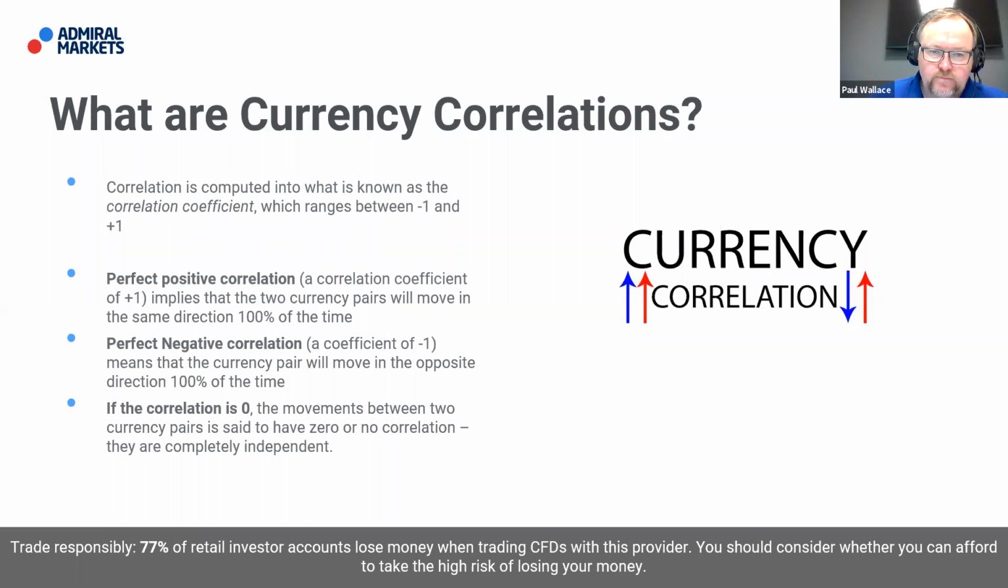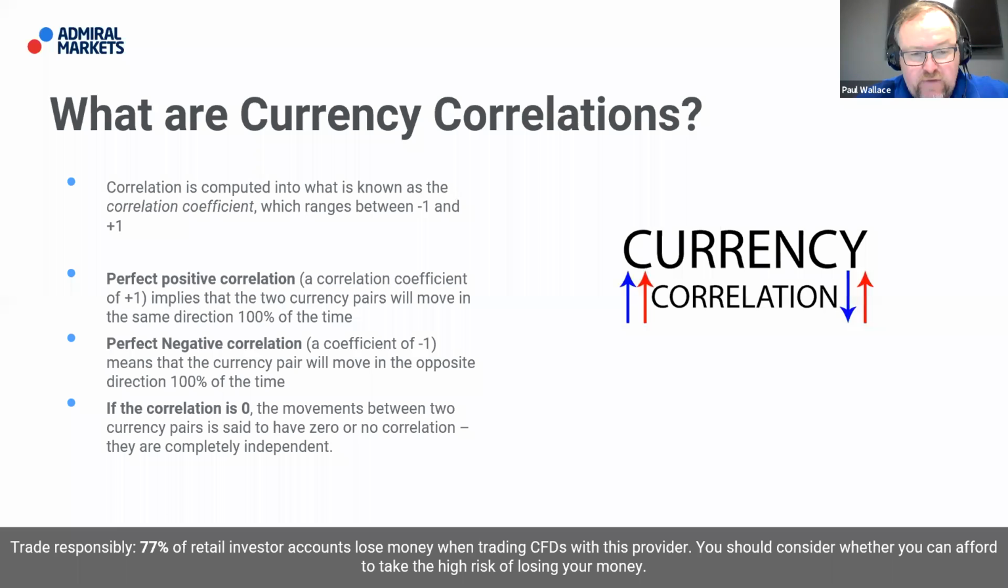So if you go into the data, you can compute it into what is known as a correlation coefficient, which ranges between -1 and +1. So if two currencies have a perfect positive correlation, a correlation coefficient of +1, that implies that the two currency pairs will move in the same direction 100% of the time.